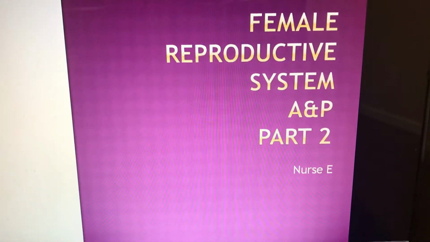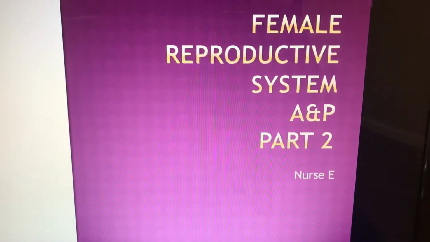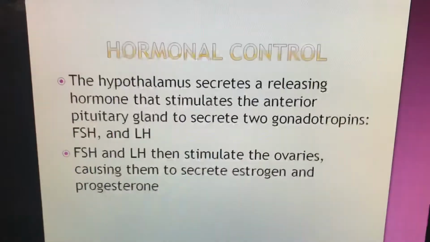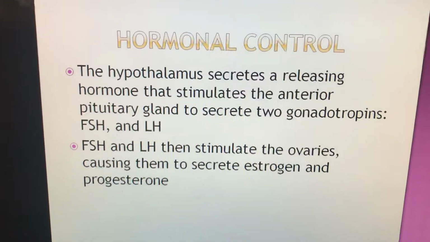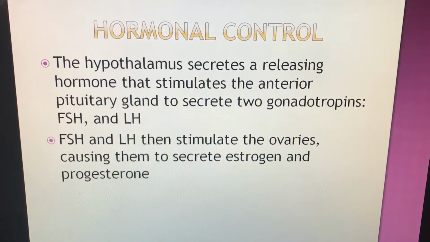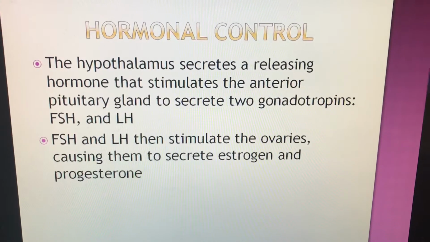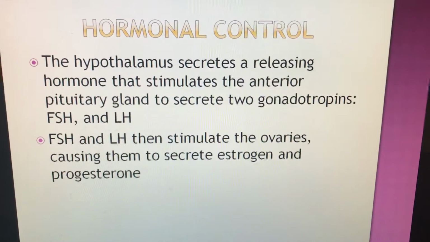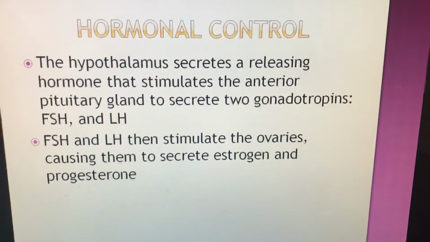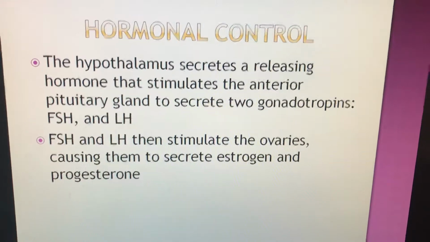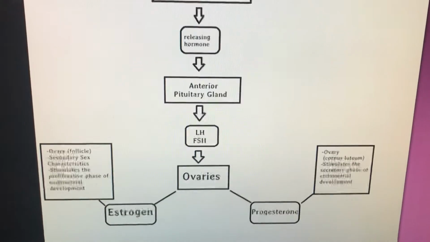This is part 2 of the female reproductive system, A&P. Hormonal control. So the hypothalamus secretes a releasing hormone that stimulates the anterior pituitary gland to secrete two gonadotropins, which are FSH and LH. The FSH and LH then stimulate the ovaries, causing them to secrete estrogen and progesterone.